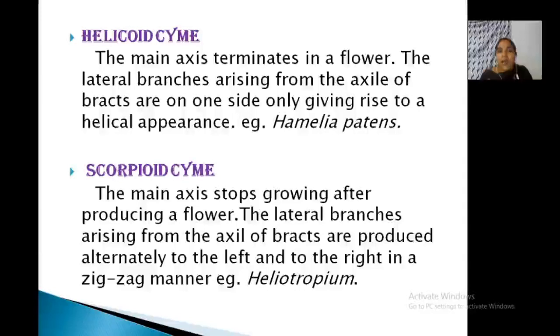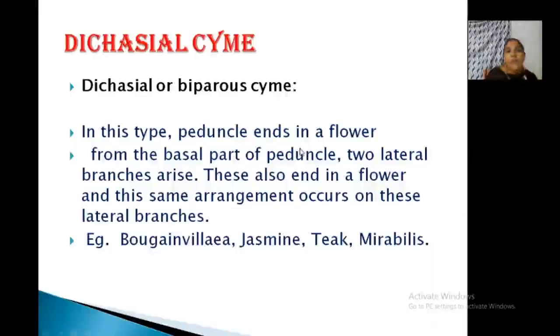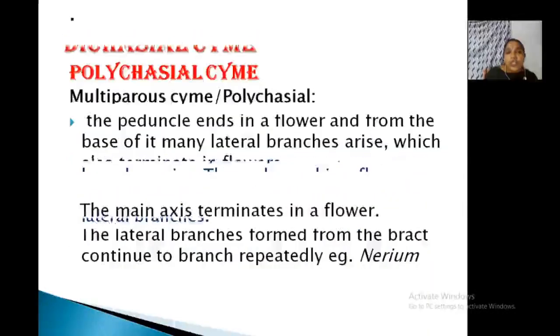Here it is zigzag. So you have to remember the point. This is the division of monochasial cyme: the main axis ends in a single flower and branches only on one side. Clear? At the base of the main flower, branches form on one side. If that is in a helicoid manner, that is helicoid cyme. If that is in a zigzag manner, that is scorpioid cyme. Example is Heliotropium, a common plant occurring in the paddy fields. See how it is.